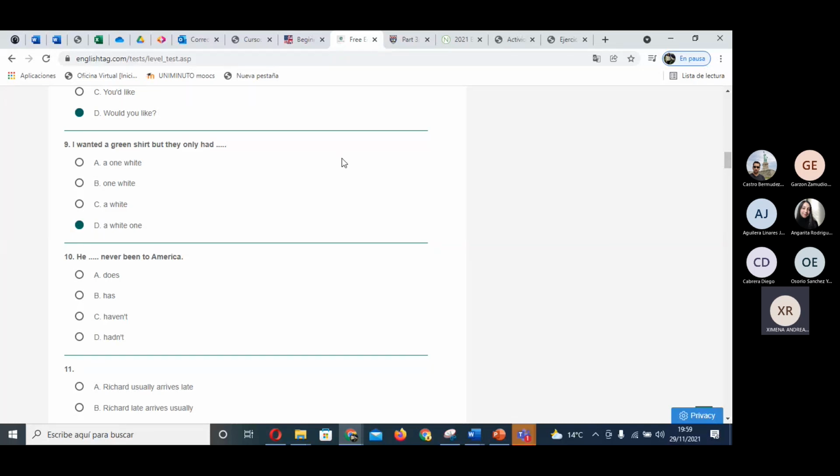Very good. Con esta expresión one, que hace énfasis precisamente al singular, pues iría primero el color, el adjetivo del color, y pues ya luego ese indicativo de que es singular, ¿no? Entonces, a white one. Very good.